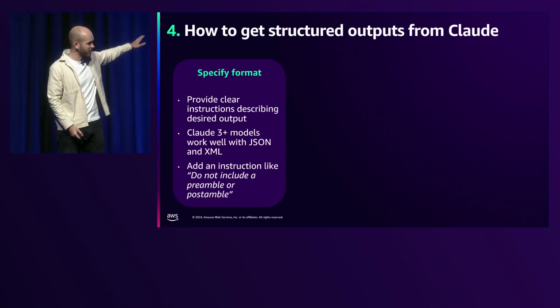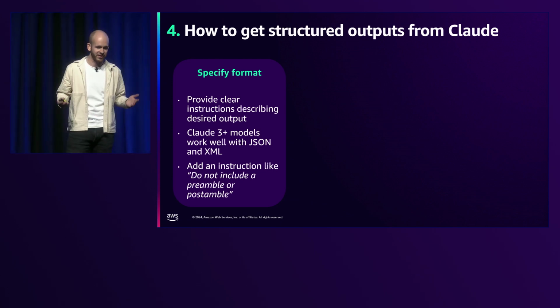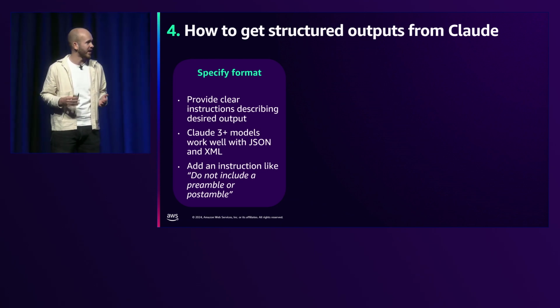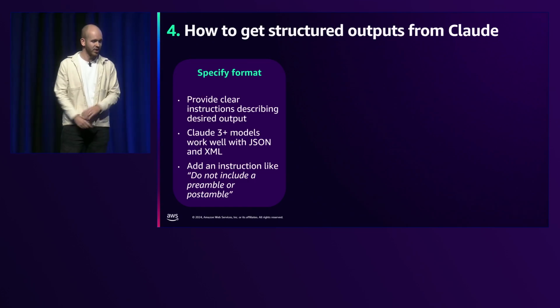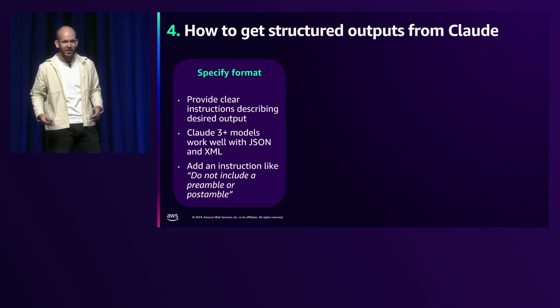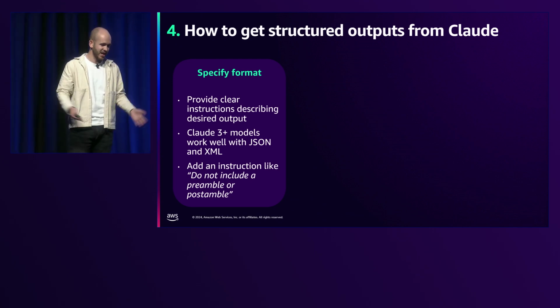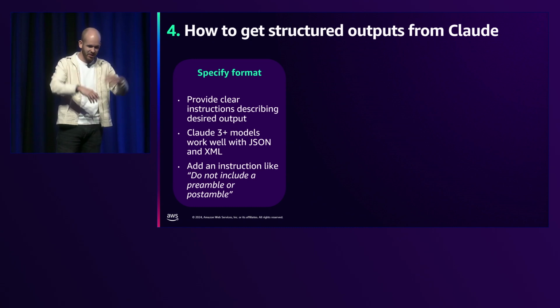One, and it goes back to our prompt engineering, we just need to provide clear, detailed instructions describing to Claude what we want. And Claude 3 and above has been trained to be quite good at outputting JSON. We might need to add an instruction like do not include a preamble or postamble. Claude loves to say things like, yeah, sure, here's your JSON, and then it'll spit out the JSON, and then you've got to parse it out. It's annoying.